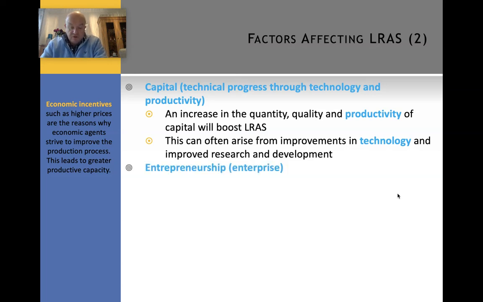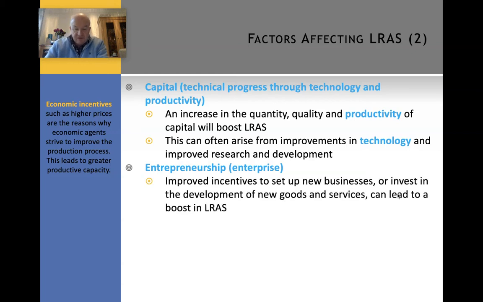Enterprise, the next one, entrepreneurship. Obviously incentives for businesses to set up or to invest in and develop new products and services, that's clearly going to lead to, again, a boost in long run aggregate supply. As we get more new businesses setting up, then clearly that's going to mean that more producers are likely to be wanting to work in different markets, and that's going to improve overall aggregate supply.